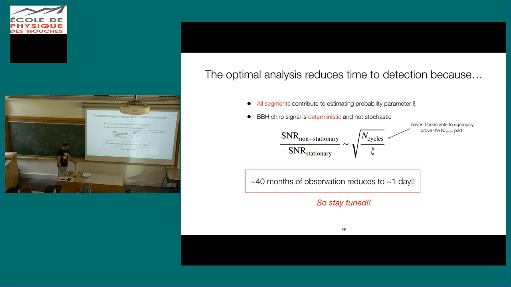Well, the O1 and O2 data are not going to, so this 40-month thing is basically taking into account the better sensitivity for O3 and future runs. But yes, you can go back and reanalyze the data that we took from O1 or O2 using this improved method. So that's something that will be done. The analysis has not yet been implemented fully yet. Yes, that's right. Because the O1 and O2 sensitivity are not as good as what we expect going forward, it will take more than a day.